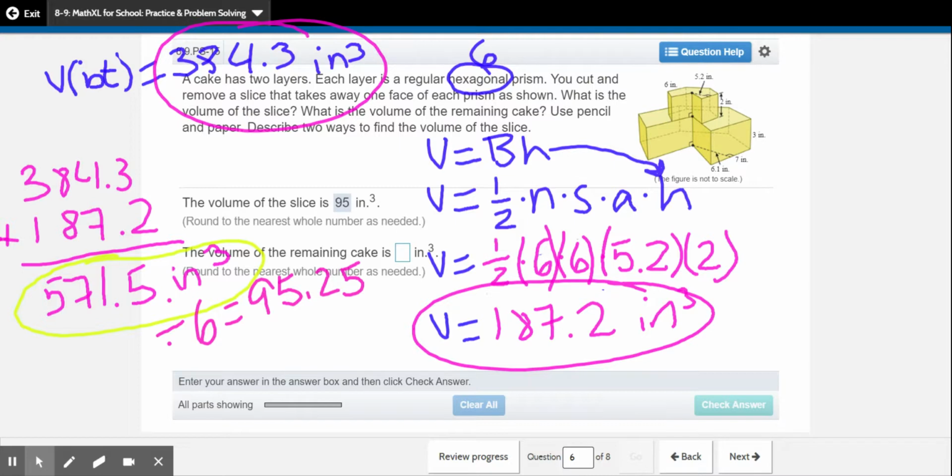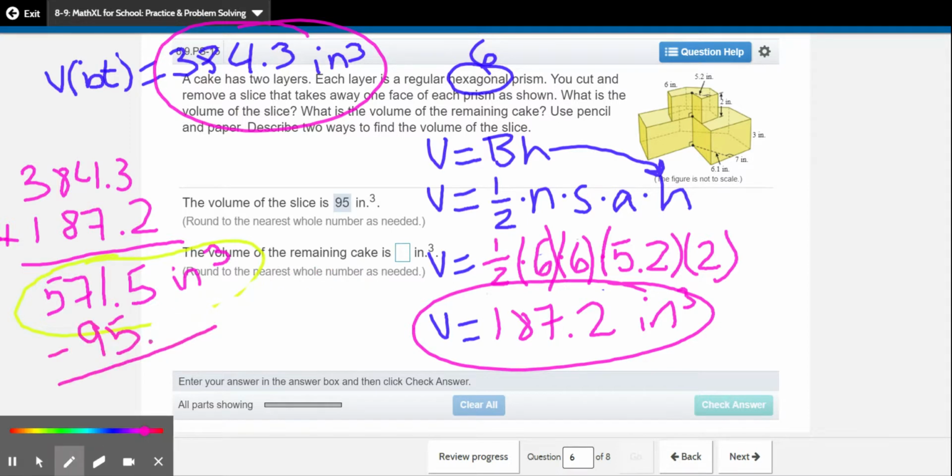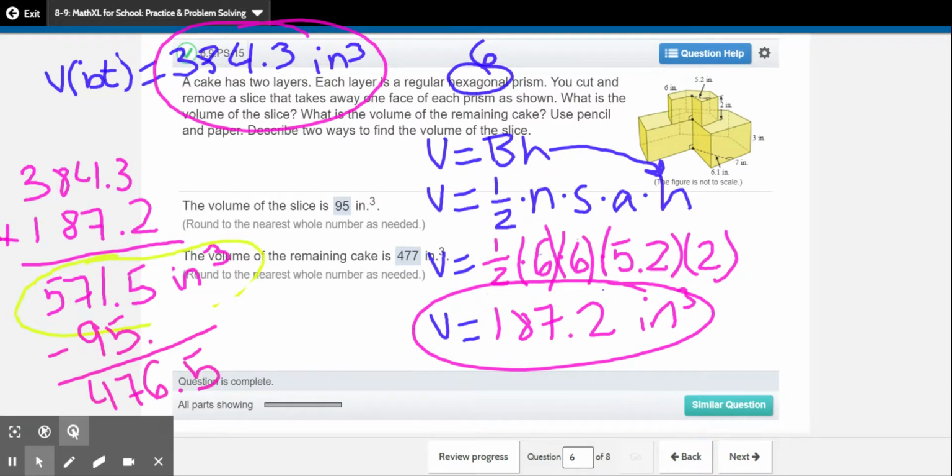So now the volume of the remaining cake is what? So again, we're going to take this number and subtract 95 from it. All right, so we got 476.5. And again, we're going to round that up. I actually did it already right here to 477, and we got the right answer.